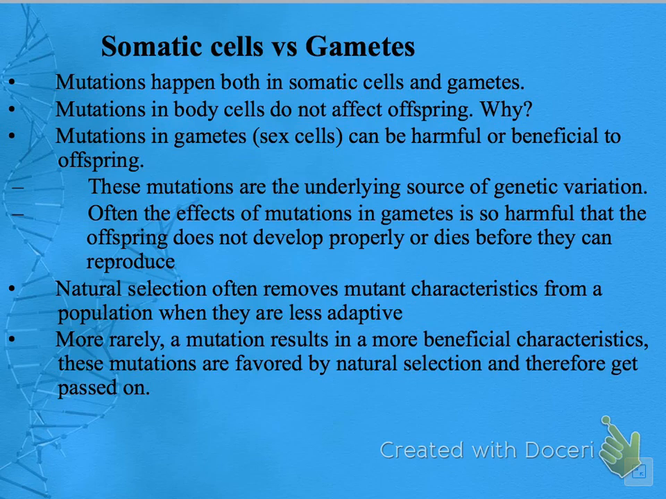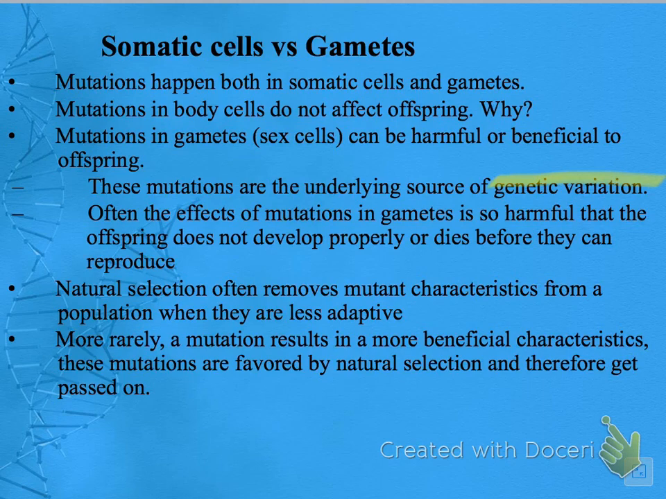Mutations in gametes or sex cells can be harmful, or they can even be beneficial to the offspring. These mutations are going to be the underlying source of genetic variation, which is what we're going to be talking on in our next unit. Genetic variation is a fancy way to say adaptation. A bunch of adaptations over time is basically evolution.